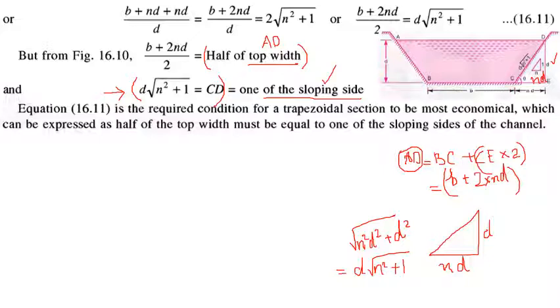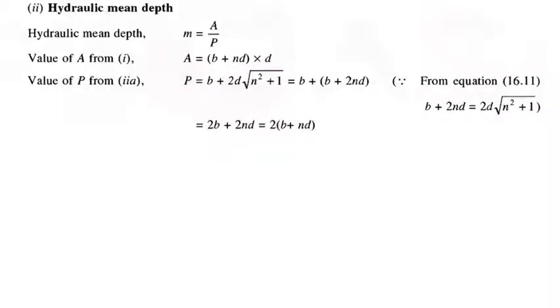So this is the condition for the trapezoidal section to be economical. And from this condition we know that b plus 2nd by 2 is half of the top width, and also one of the sloping sides is d into square root of n square plus 1. Again, we can calculate the hydraulic mean depth, which is m, that is area by perimeter. A is equal to b plus nd into d, that we got already. Then P is equal to b plus 2d into square root of n square plus 1. We have obtained that also.